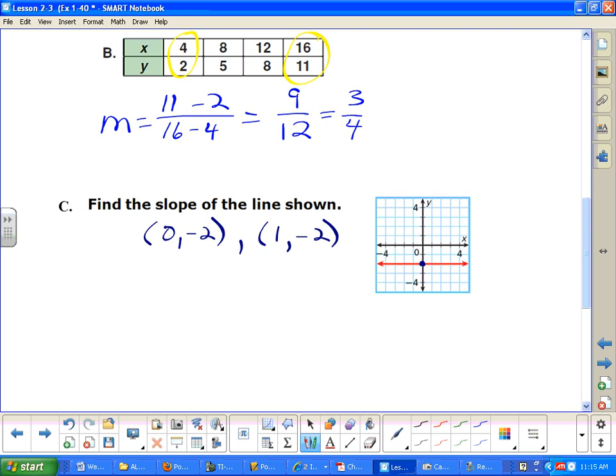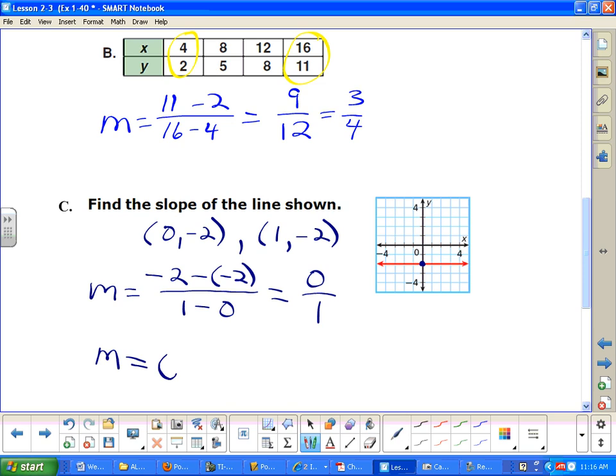So the slope, change in y in the numerator: -2 minus -2. Change in x in the denominator: 1 minus 0. So -2 minus a -2 is equal to 0, because that's -2 plus 2. And in the denominator we have 1. So in this case, the slope is 0.